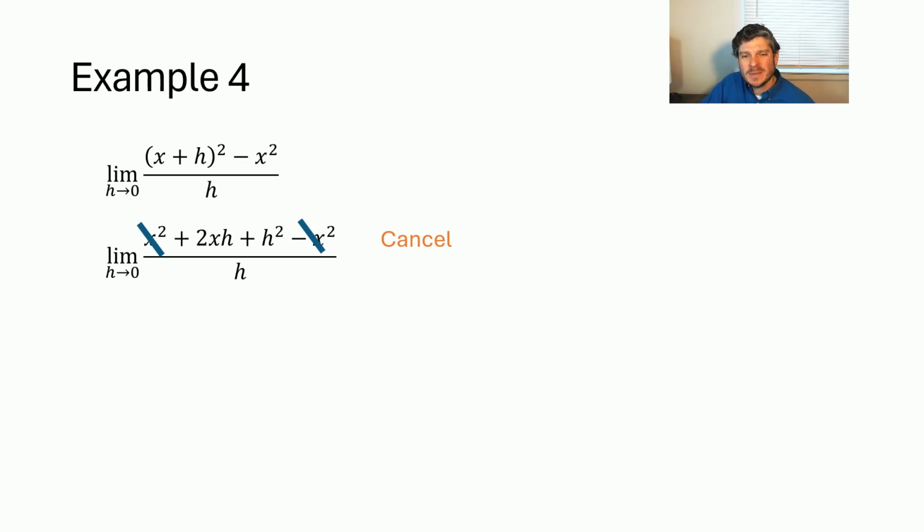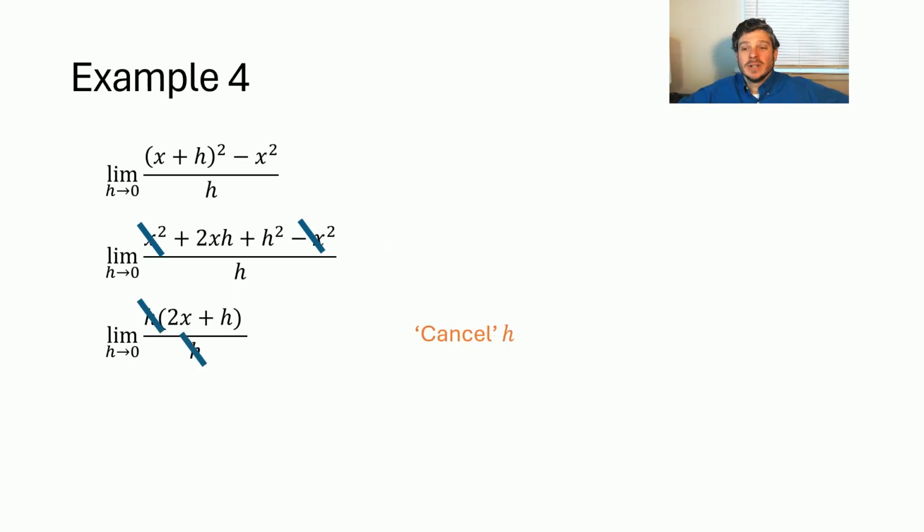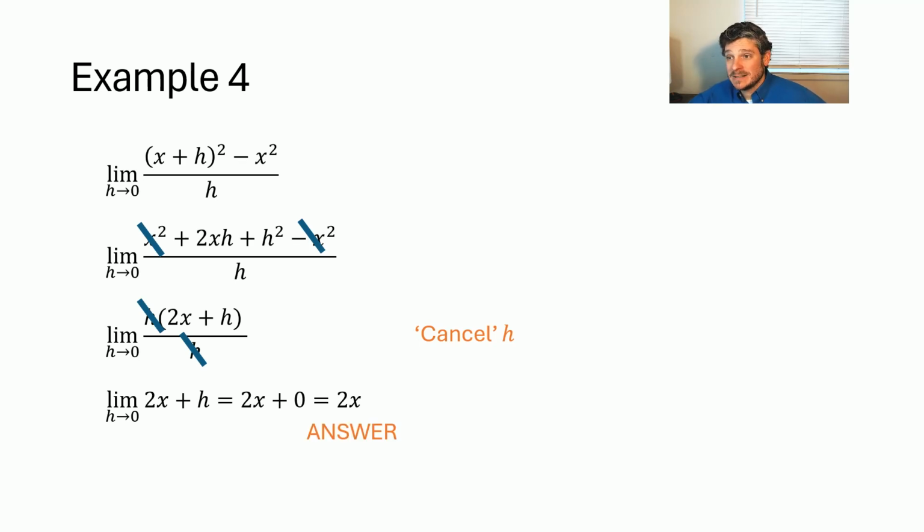Well, now when I look at my two terms that are left in my numerator, they each have an h. So let's try factoring. If I factor that h out of my numerator, I'm going to get 2x plus h divided by h. Oh, and now I can cancel h again, and I'm just left with the limit as h approaches 0 of 2x plus h. And yeah, I can direct substitute here. If I plug in the 0 where the h is, that's 2x plus 0, which is just 2x. And that is an absolutely valid answer here. That's it.